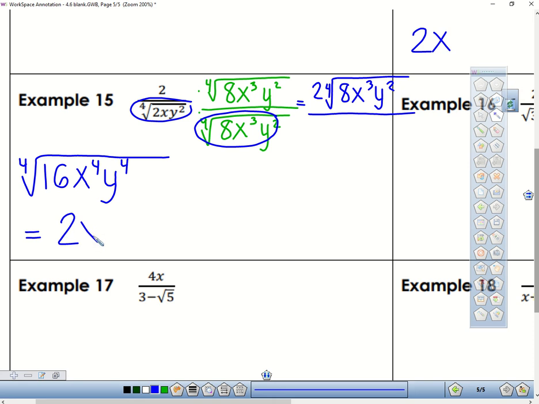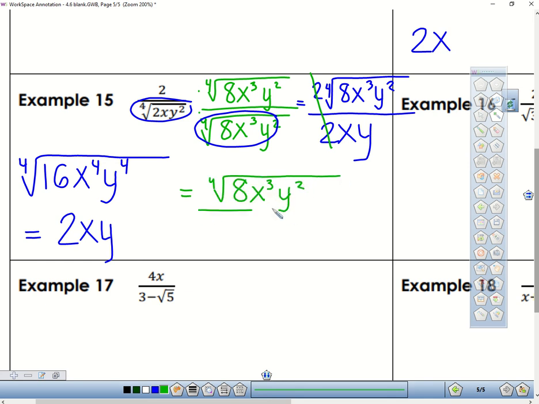2. The fourth root of x to the fourth is just x, and the fourth root of y to the fourth is y. So we picked that for a reason, because now everything's canceled out, all the roots. And then we can cancel out the 2 in the numerator and denominator. And our final answer will be the fourth root of 8x cubed y squared all over xy. So get that down, look it over.